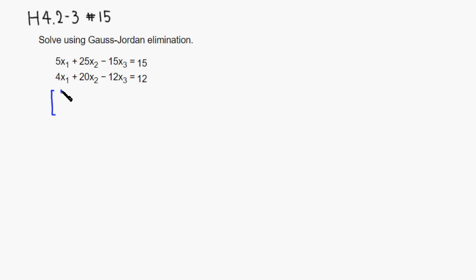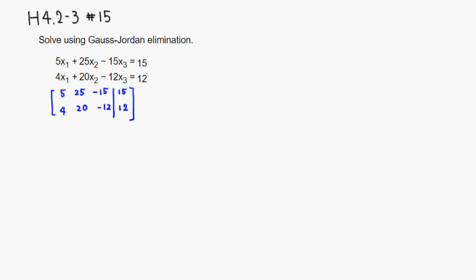So you have 5, 25, negative 15, and the right hand side is 15. And 4, 20, negative 12, and the right hand side is 12. Alright, so let's do that.